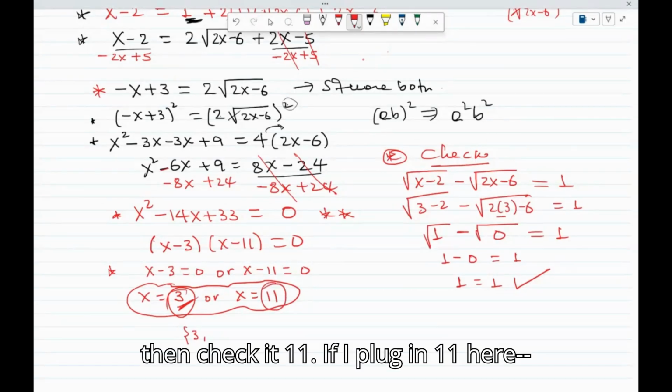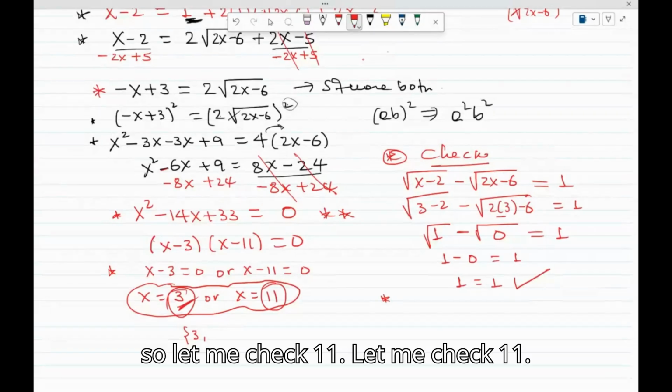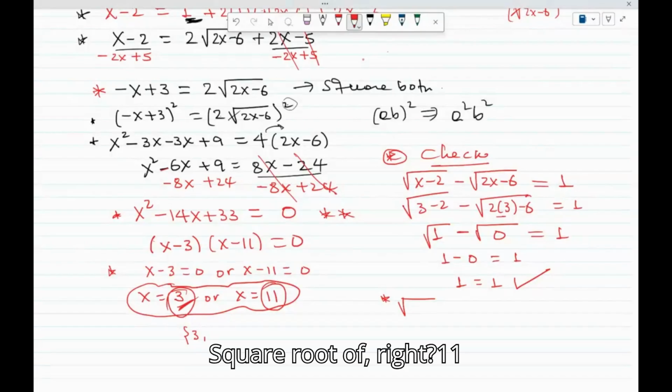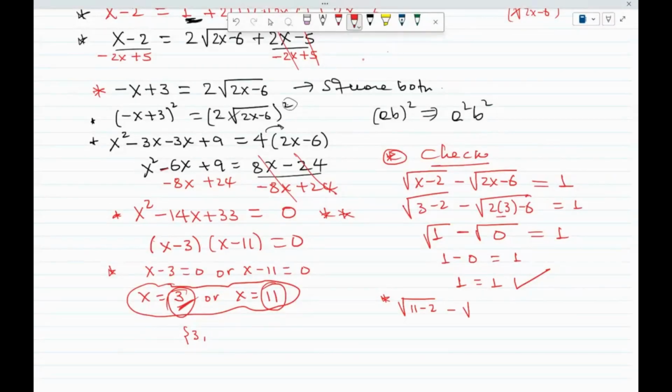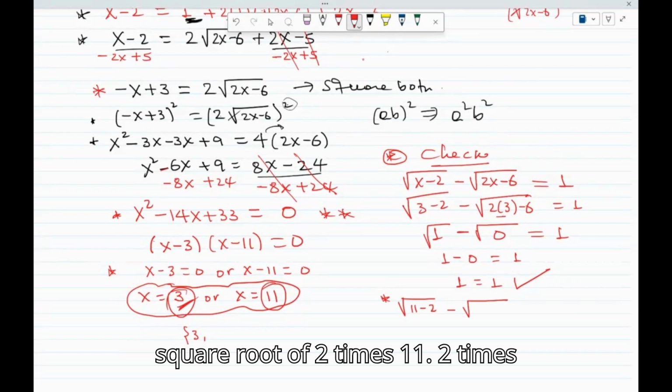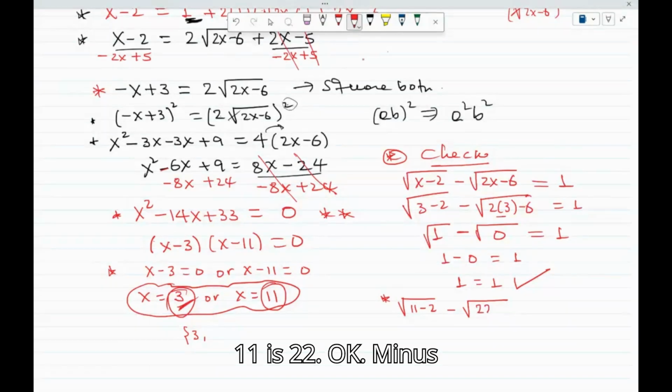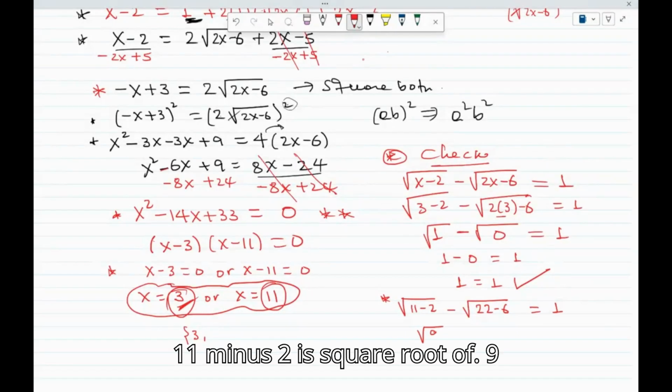I have to go ahead and check 11. If I plug in 11 here, let me check 11. The square root of 11 minus 2, minus the square root of 2 times 11. 2 times 11 is 22, minus 6. This is equal to 1. So 11 minus 2 is the square root of 9, right?